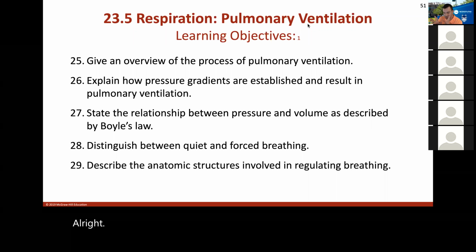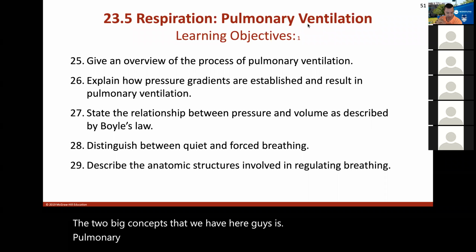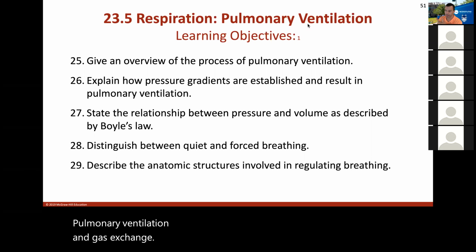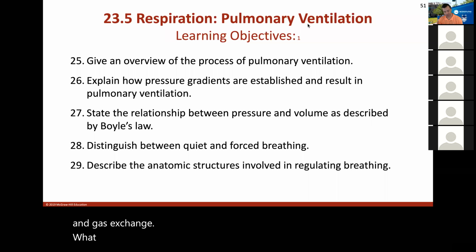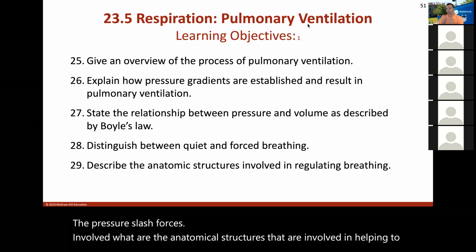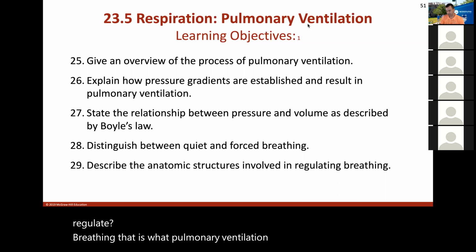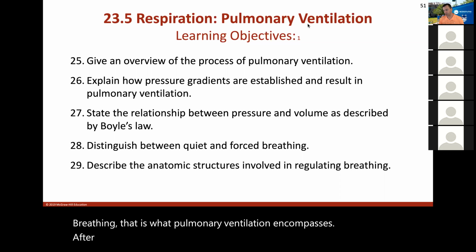The two big concepts that we have here, guys, are breathing, pulmonary ventilation, and gas exchange. What are the muscles, the pressures/forces involved? What are the anatomical structures that are involved in helping to regulate breathing? That is what pulmonary ventilation encompasses.